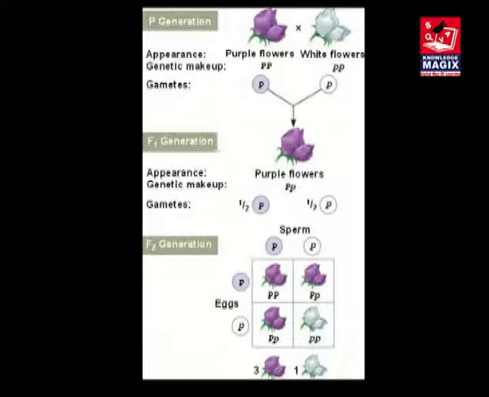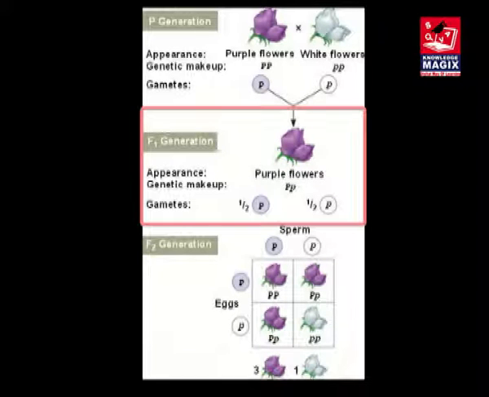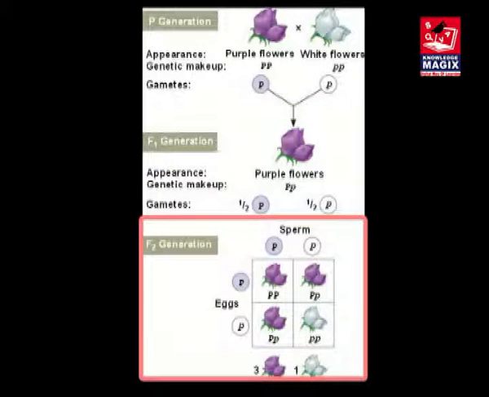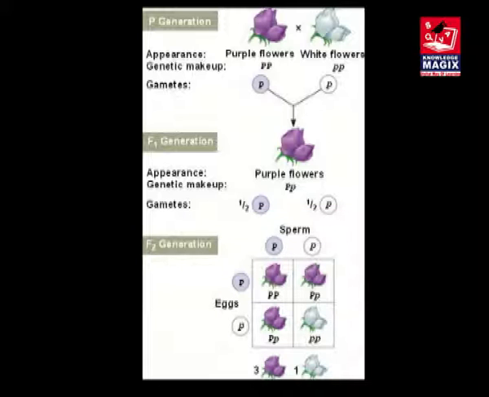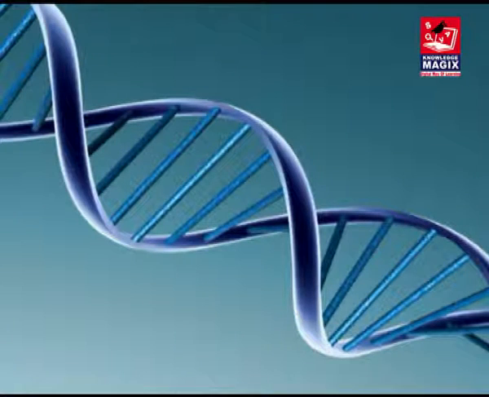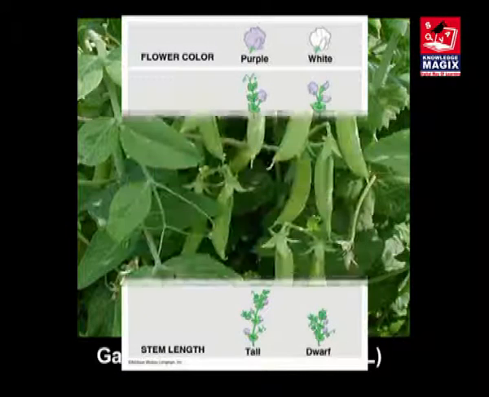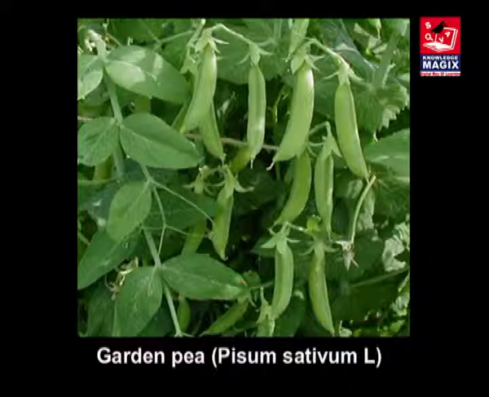The characters that are transmitted from one generation to the next through particles were called factors by Mendel, and now these are known as genes. Now we'll see about Mendel's experiment. Mendel selected garden pea, that is Pisum sativum L, for his experiments because of the following characteristics.